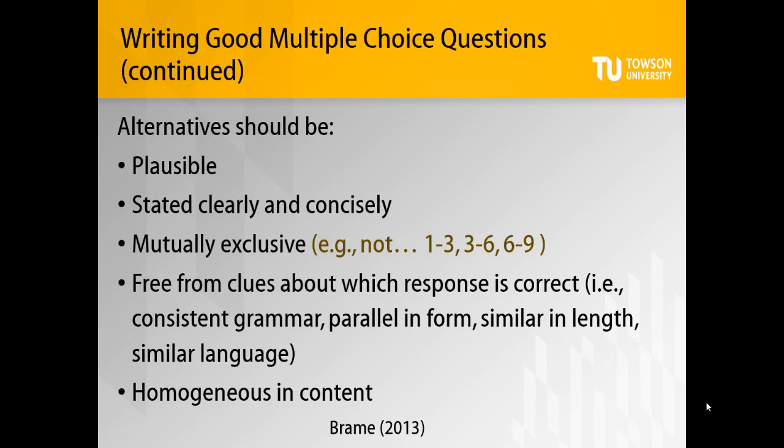These are Bram's guidelines related to the alternatives. Alternatives should be plausible. They should be stated clearly and concisely. That is, if there are repeated words in the alternatives, they should be moved to the STEM. Alternatives should be mutually exclusive and free from clues about the correct response. Test-wise, students know that the longest alternative is likely to be the correct choice. Alternatives should also be homogeneous in content and, where appropriate, presented in a logical order.